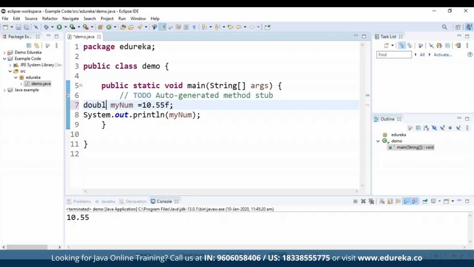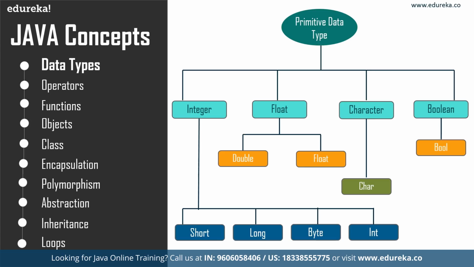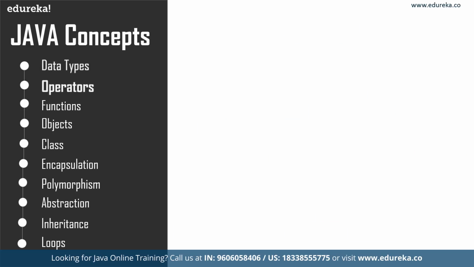And similarly for double, we have to mention the value with D. So let's change it to 10.65 and D, which is a double here. This basically stores fractional numbers, and I've got the value as 10.65. So this was about the different data types in Java. Now next up are the operators.